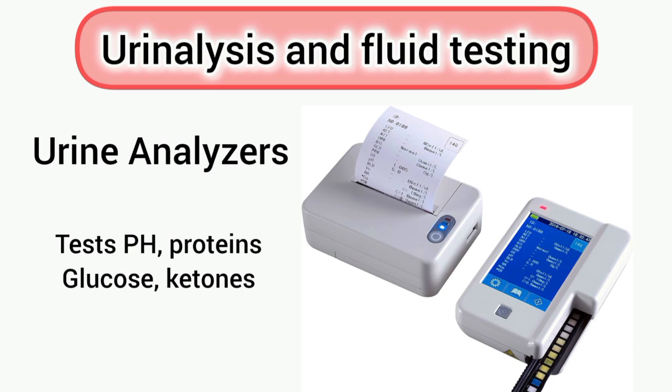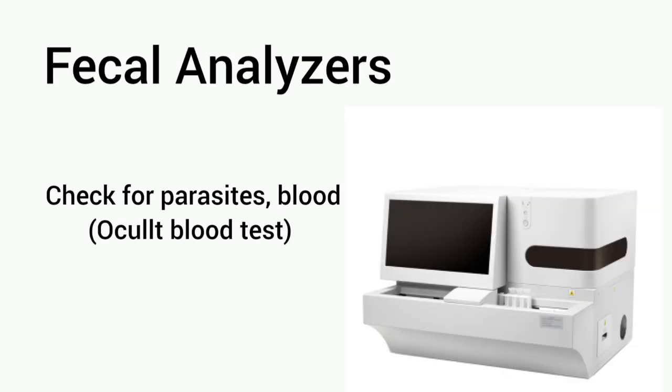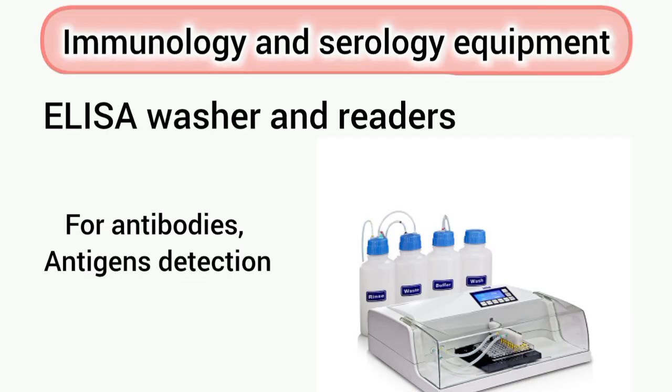Urinalysis and fluids testing equipment of medical laboratory: urine analyzer, used for testing pH, proteins, glucose, ketones. Urine microscopic test, used for detecting cells, crystals, bacteria. Fecal analyzer is used for checking parasites in stools, occult blood test.